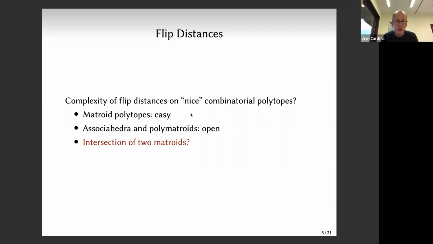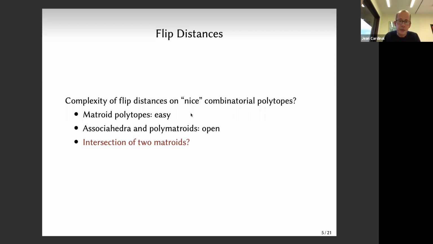Associahedra are special cases of polymatroids, right? And this question is open there. Associahedra are known to be polymatroids, but I've never seen any discussion on how to compute the edge distance on a polymatroid polytope. What about the intersection of two matroids? This was my motivation for looking at this problem of graph orientation.